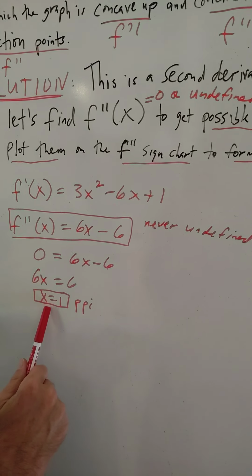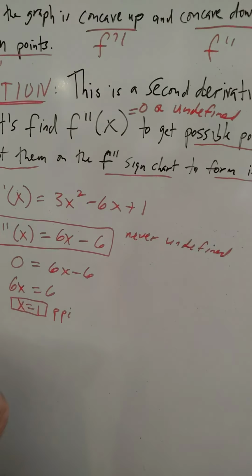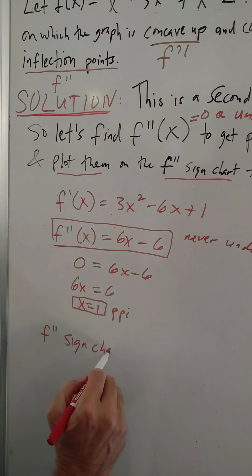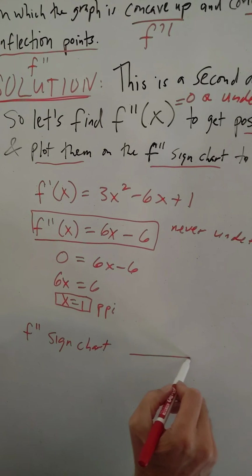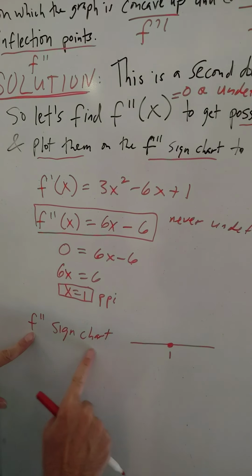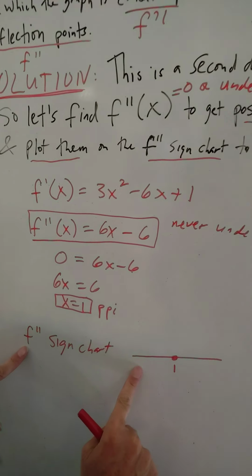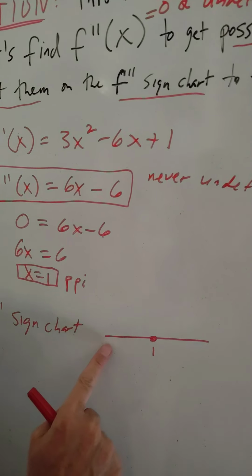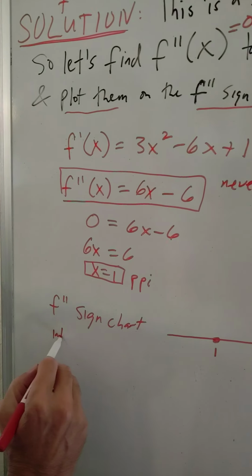Since we only have one possible point of inflection, we're just going to plot that one point on the f double prime sign chart, as I like to call it. Just plot 1. It's nice to label what you're doing. Now we get two intervals. If you only have one plotted point, you get two intervals. Let me write them down.